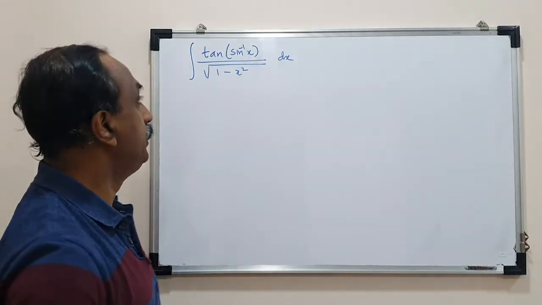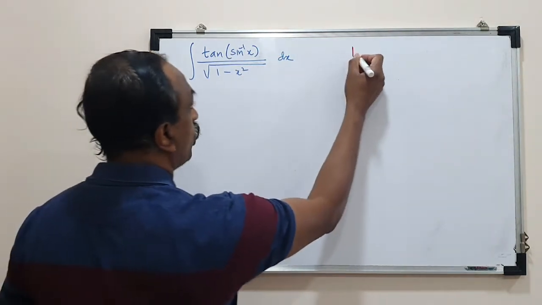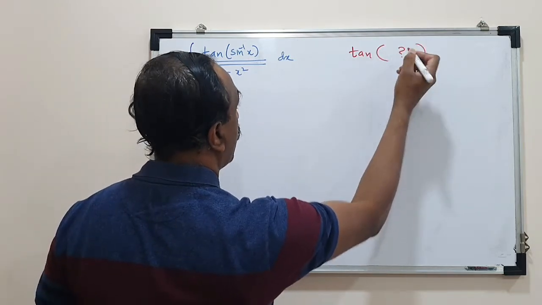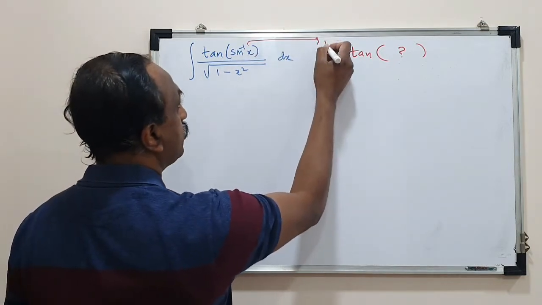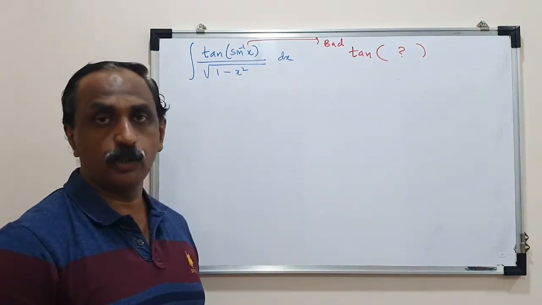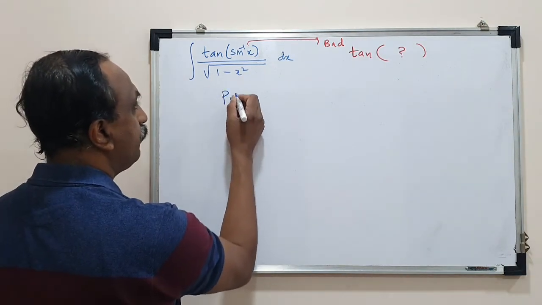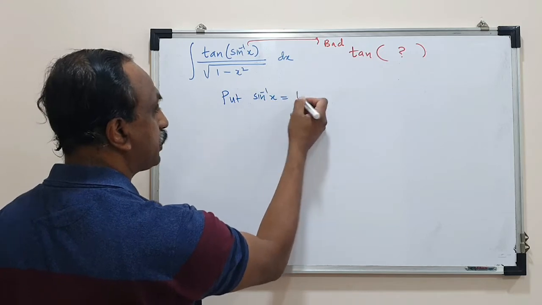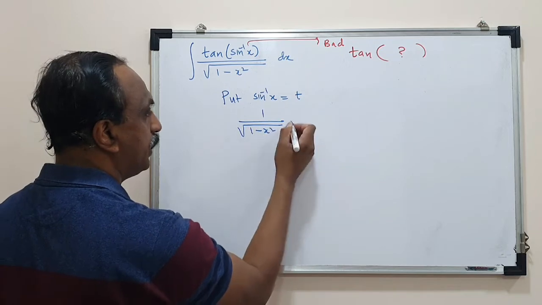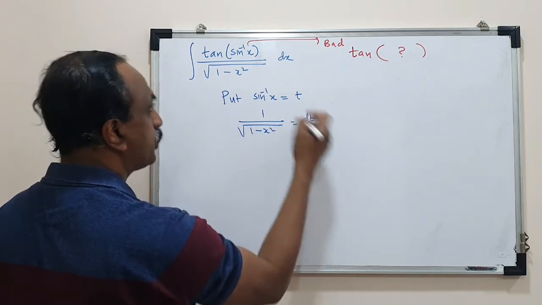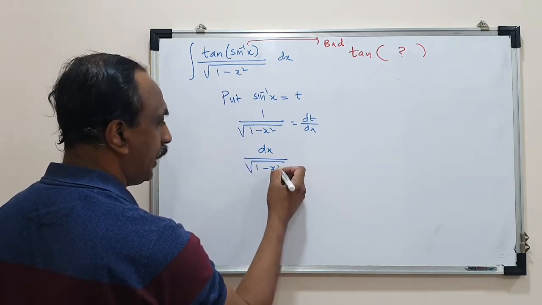One more problem on bad angle. Here the trigonometric function is tan. The angle part of tan is sine inverse x, which is a bad angle. So whenever the angle is bad, what should I do? Put the angle part as t. So I can write: put sine inverse x equal to t. Without much thinking, the derivative of sine inverse x is going to be present. 1 upon root 1 minus x square equals dt by dx. So we can see dx upon root 1 minus x square equals dt.